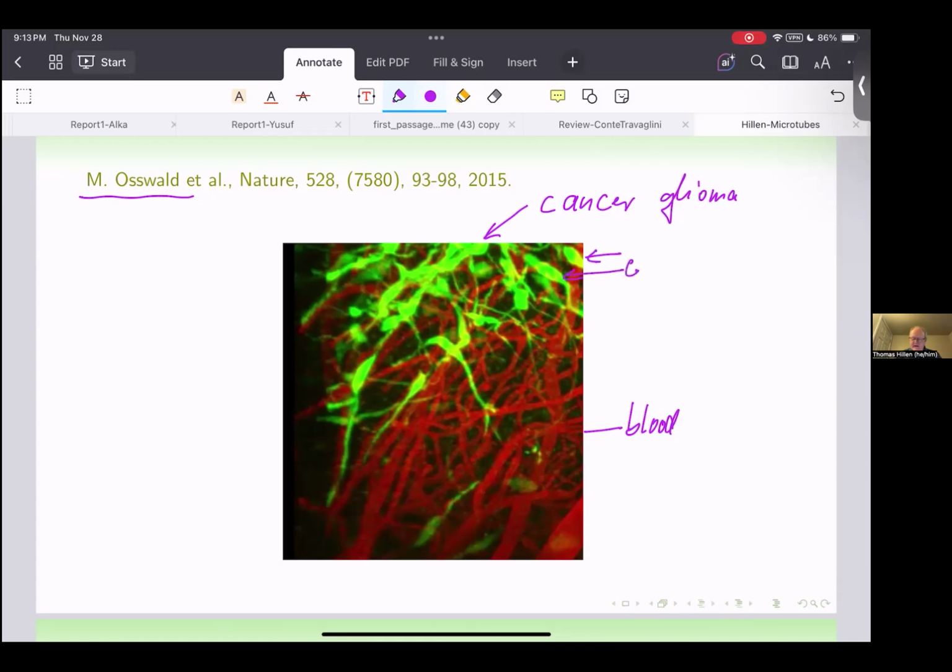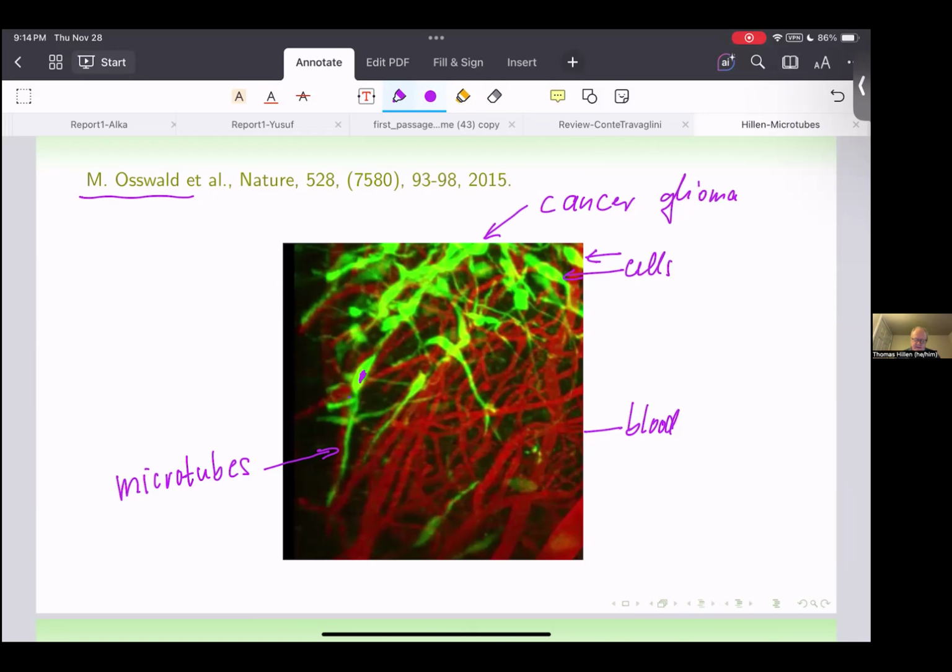So these are the cells. And they send out very thin extensions, very thin protrusions, maybe here. And these are called microtubes, or we call them glioma microtubes. So this cell here sends out one of these microtubes, and then they grow into the healthy tissue and they test the environment, and they can make connections to other objects.